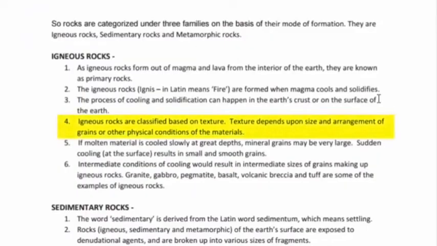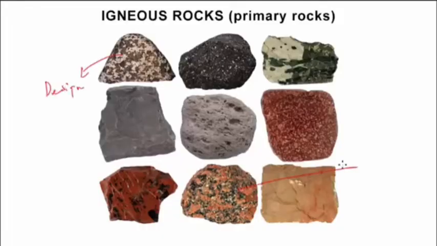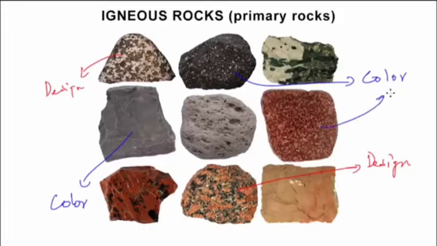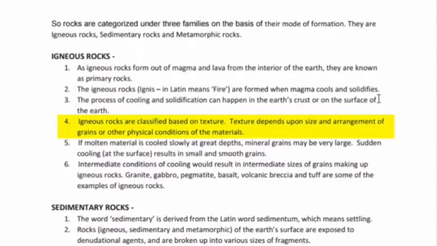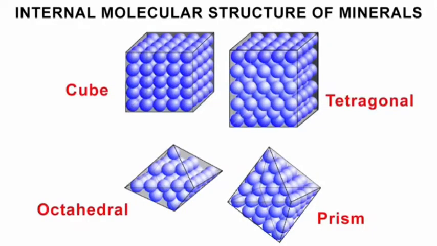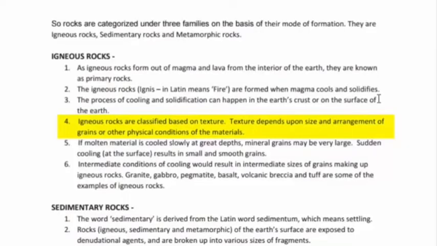Igneous rocks are classified based on texture. When we say texture, we mean something like this. Look at the color as well as design pattern. And this texture depends upon size and arrangement of grains or other physical conditions of the materials. If you remember while reading about physical properties of minerals, there we read that the external shape depends upon the molecular arrangement of crystals within. So rocks are these tiny soil debris packed together, and depending upon these debris, the color of the grains, overall external look will be dependent on it.